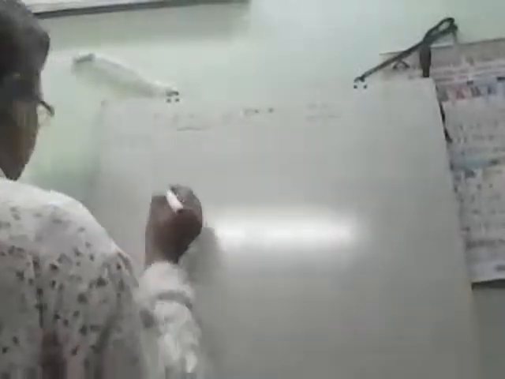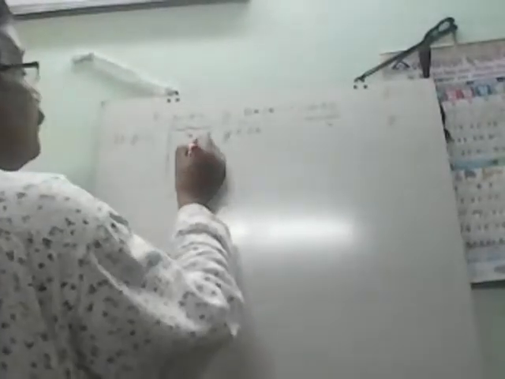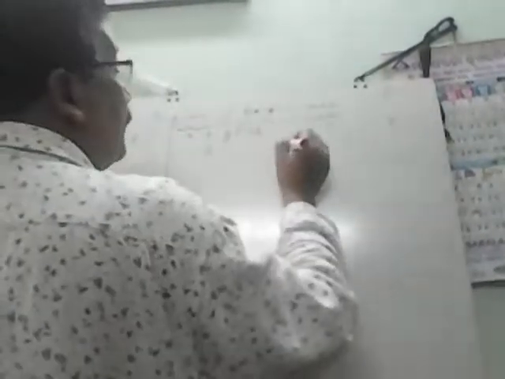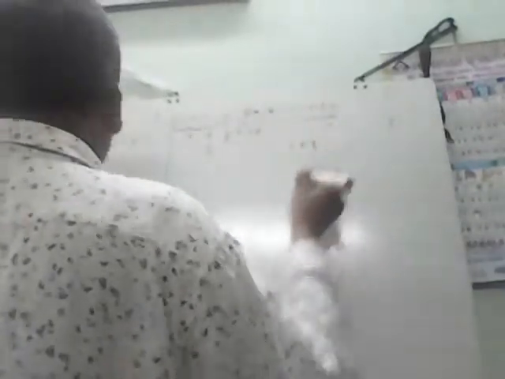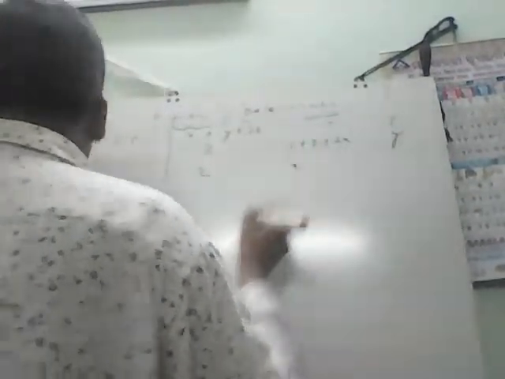First row: x plus y plus 2z, x, y. Second row: y plus z plus 2x, y, z. Third row: z, x, and so on. You have to prove the result is twice of x plus y plus z.